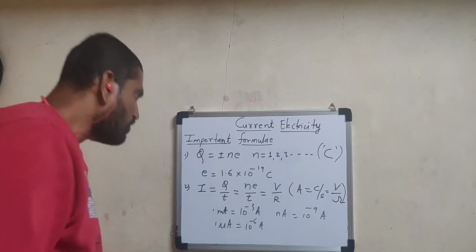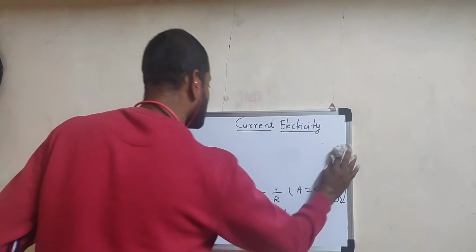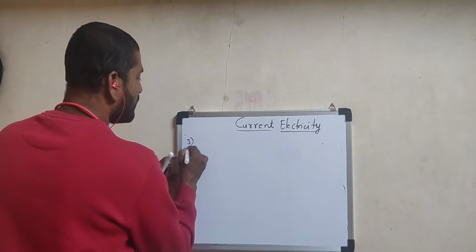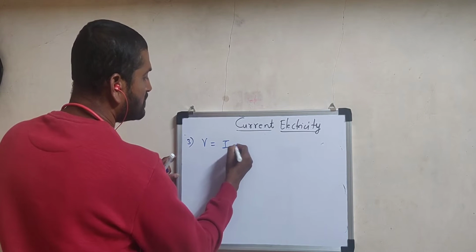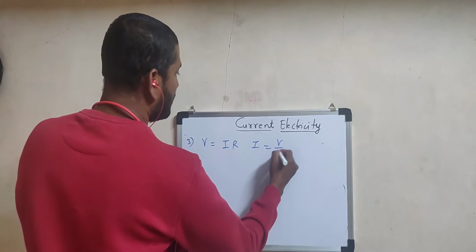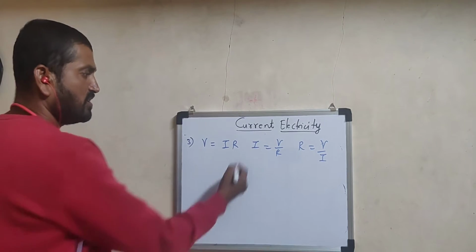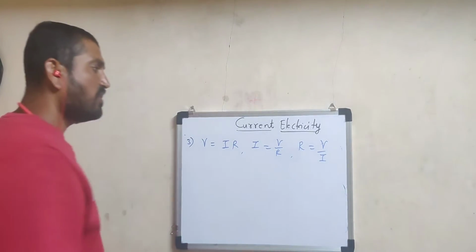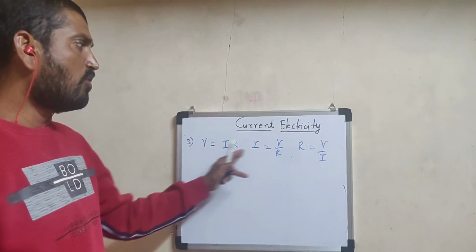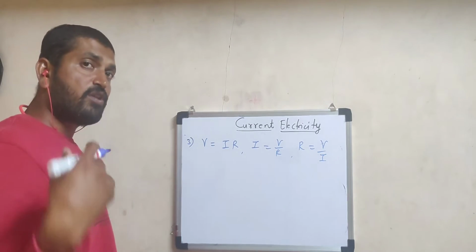Next formula is about Ohm's law: Ohm's law for the external circuit and Ohm's law for the complete circuit. According to Ohm's law for the external circuit, V is equal to IR. Two more forms we can write: I is equal to V divided by R, or R is equal to V divided by I. These are the three forms of the equation. Depending on which quantity is given, two quantities will be provided and the third unknown quantity we have to calculate. So accordingly, you can use either form of this equation. This is Ohm's law as applied for the external circuit.